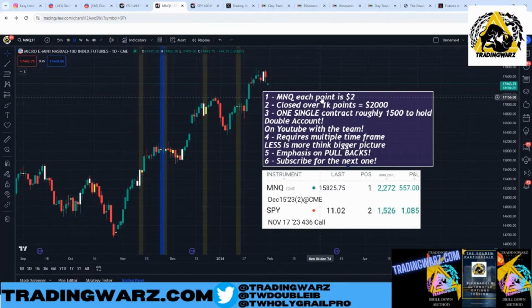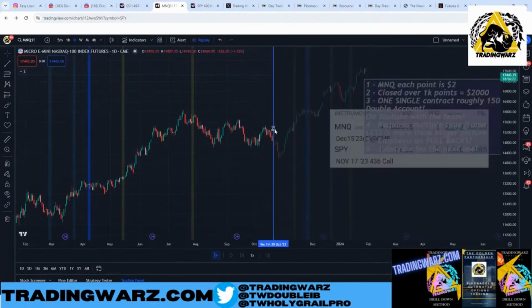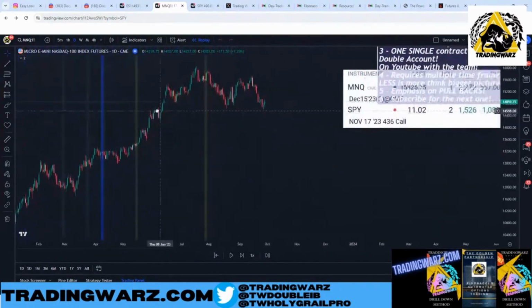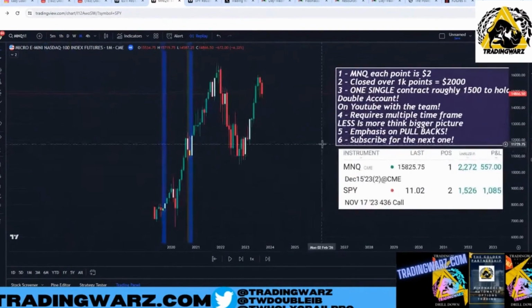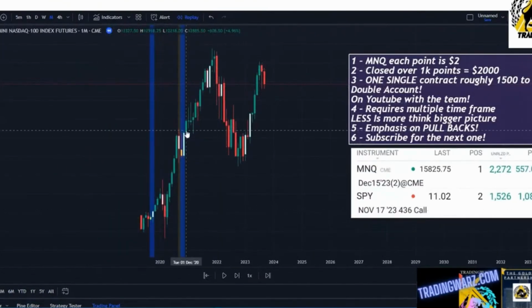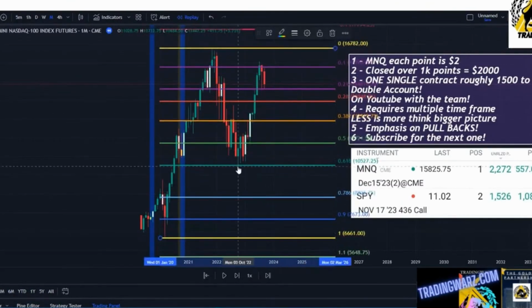But let me explain to you what I mean by multiple time frame alignment. So we have to go back in time to when we took this trade. We took it right around here. The first thing you want to start off with is the monthly chart. This is where we were at the time. Obviously, if we look to the left, we can see this is an uptrend. So we had a pullback. Something important to do is check the fibs. So here we go, there was the 618 pullback.